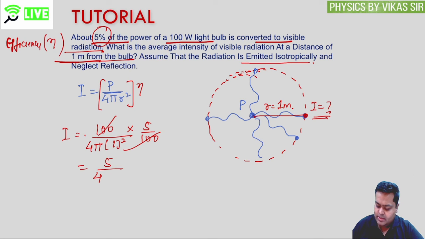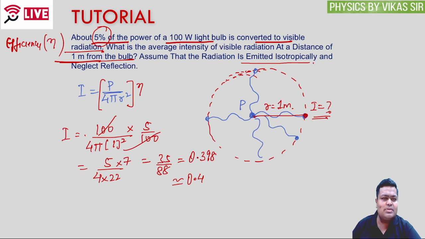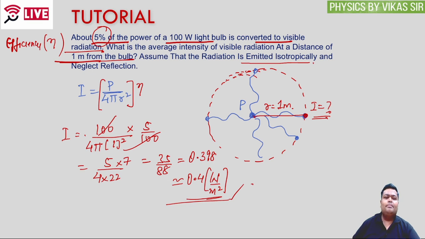That becomes 5 upon 4 pi. Pi matlab that is 22 by 7. That becomes 35 divided by 88. We need to calculate that. So that is roughly around 0.4, मतलब 0.39 something आएगा. 0.398 something it is calculated. So roughly I can take this as 0.4 units intensity है. So power upon area. So power कैसे watts में? So watt upon meter square. So that becomes our relation over there.